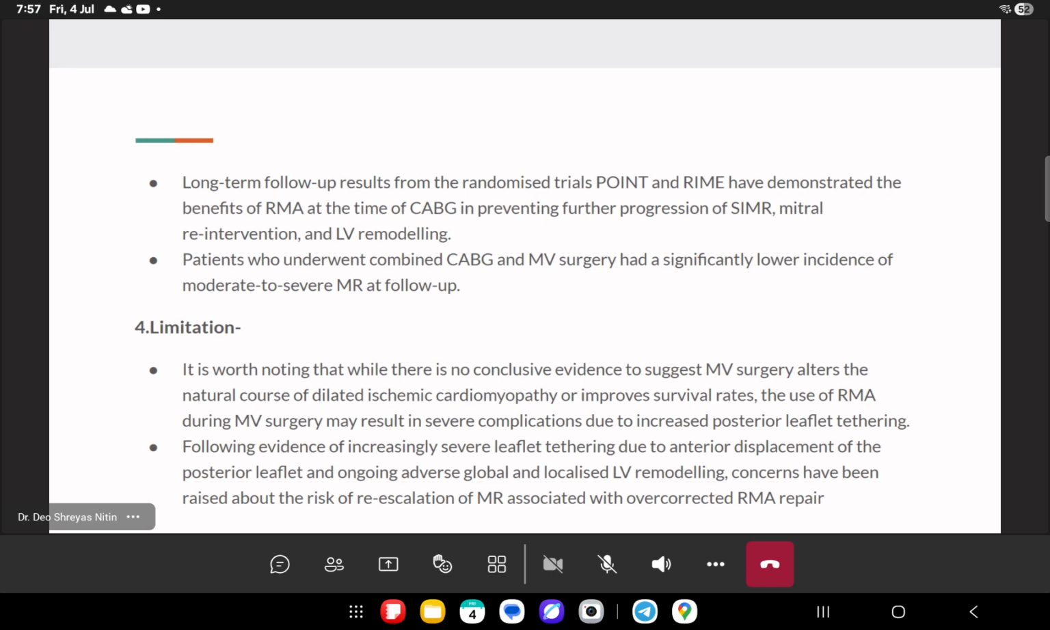It is worth noting that while there is no conclusive evidence to suggest mitral valve surgery alters the natural course of dilated ischemic cardiomyopathy or improves survival rates, the use of restricted mitral annuloplasty during mitral valve surgery may result in severe complications due to increased posterior leaflet tethering. Following evidence of increasingly severe leaflet tethering due to anterior displacement of the posterior leaflet and ongoing adverse global and localized LV remodeling, concerns have been raised about the risk of re-escalation of mitral regurgitation associated with overcorrected restricted mitral annuloplasty repair.